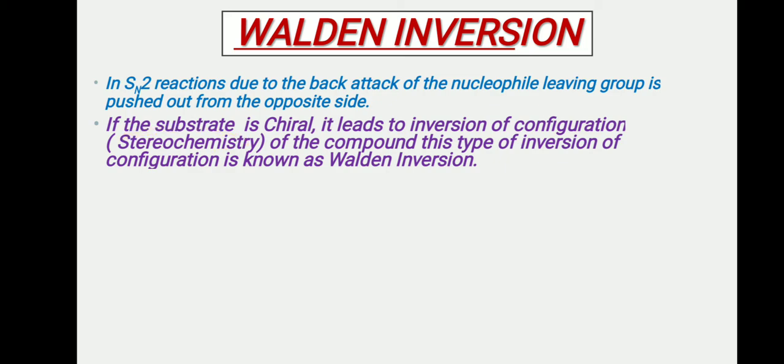If the substrate has R configuration, the product will get S configuration. If the substrate has S configuration, the product will have R configuration. So inversion of configuration takes place. If the substrate is chiral, it leads to inversion of the configuration of the compound. This type of inversion of configuration is known as Walden inversion.